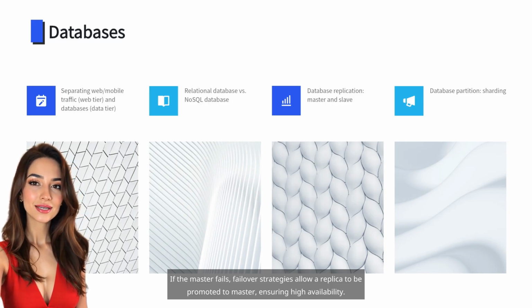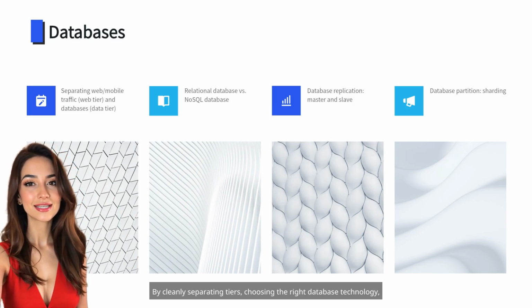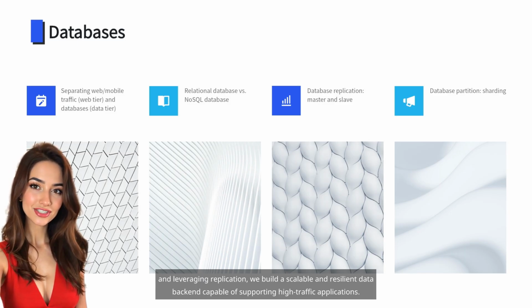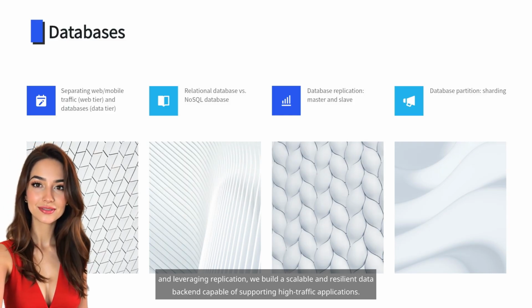If the master fails, failover strategies allow a replica to be promoted to master, ensuring high availability. By cleanly separating tiers, choosing the right database technology, and leveraging replication, we build a scalable and resilient data backend capable of supporting high-traffic applications.